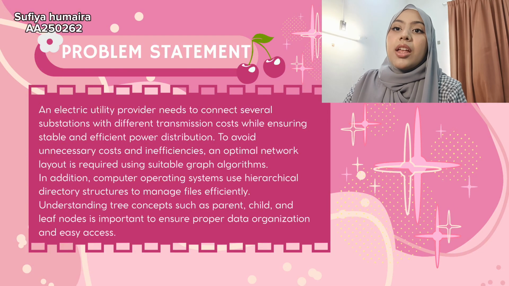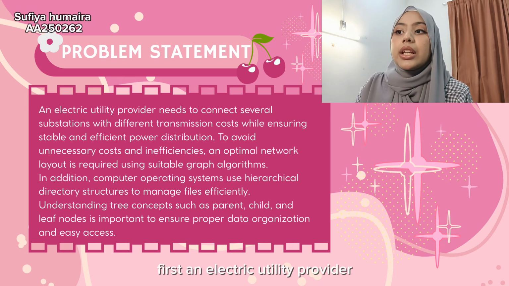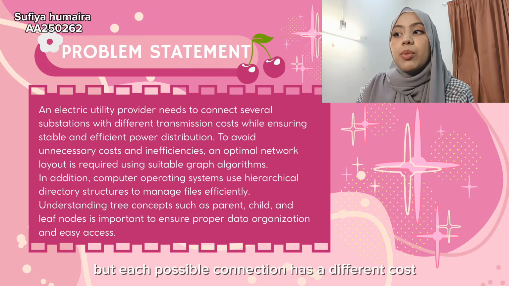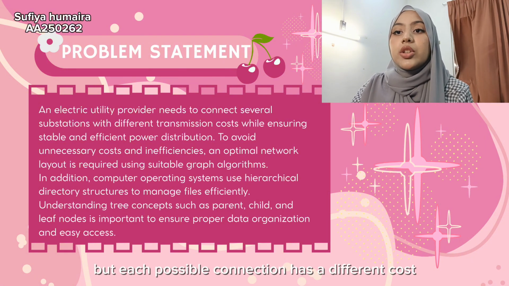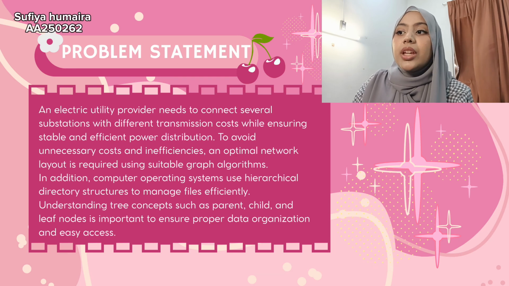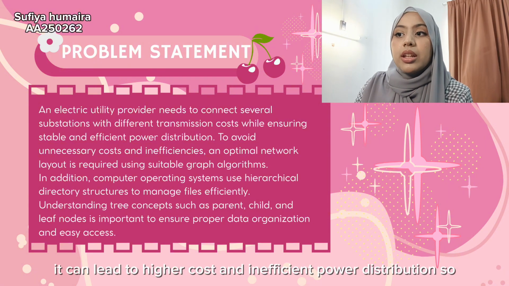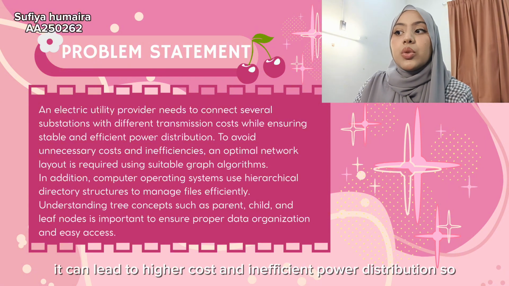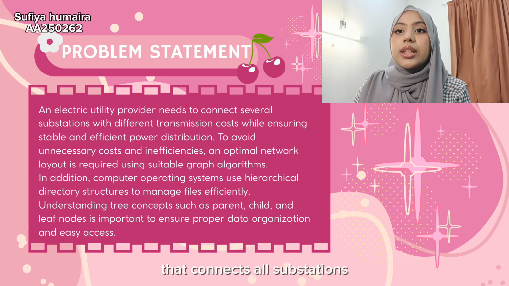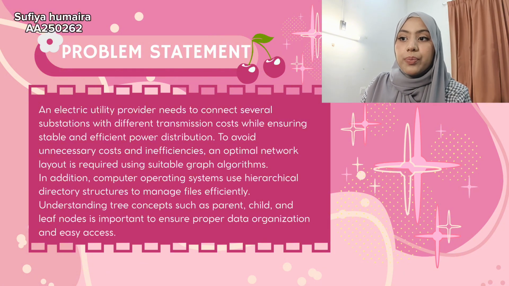Problem statement. For this project, we are focusing on two main problems. First, an electric utility provider needs to connect several substations, but each possible connection has a different cost due to factors like installation difficulty and capacity. If the network is not planned properly, it can lead to higher costs and inefficient power distribution. So, the main challenge here is to design an optimal transmission network that connects all substations while keeping the total cost as low as possible.